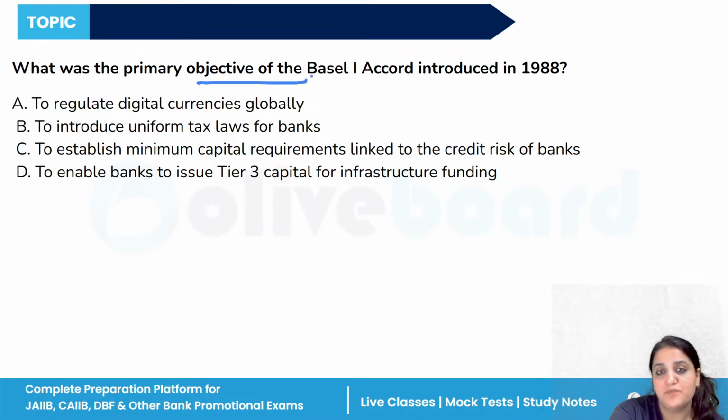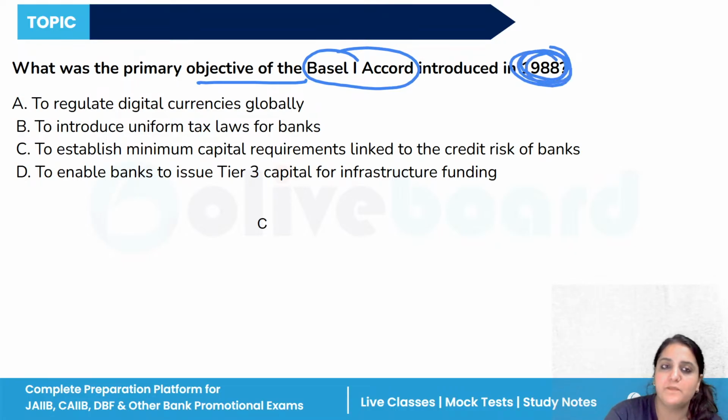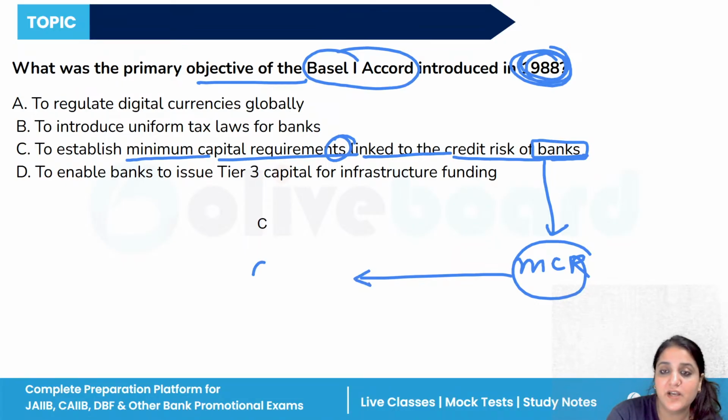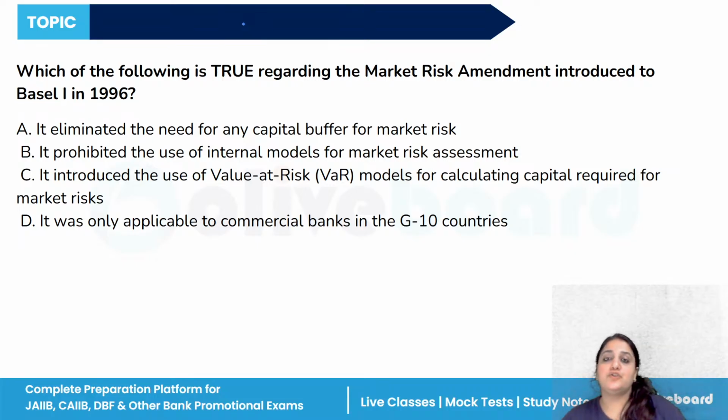What is the primary objective of the Basel I Accord that was established in 1988? I think option C: they established a minimum capital requirement linked to the credit risk of banks. So, which is true about the market risk amendment introduced to Basel I in 1996?